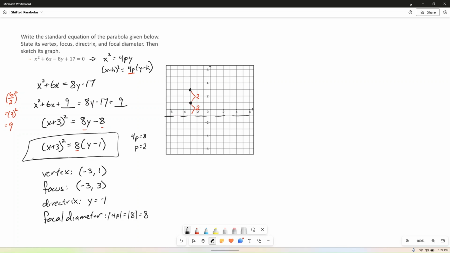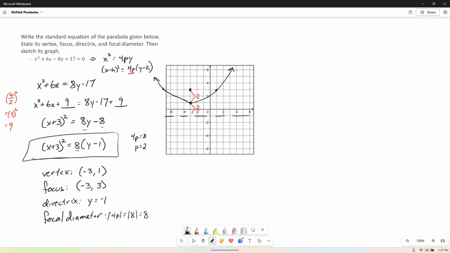So if we look at our focus and we travel 4 units to the right, we're going to be over here at x equals 1. And if we go 4 units to the left, 1, 2, 3, 4, we're actually going to be a little off the graph there, but we'll put it in there. And so if we connect our vertex and draw a curve through those 2 points on the left and the right side, we're going to have a graph that looks kind of like that.